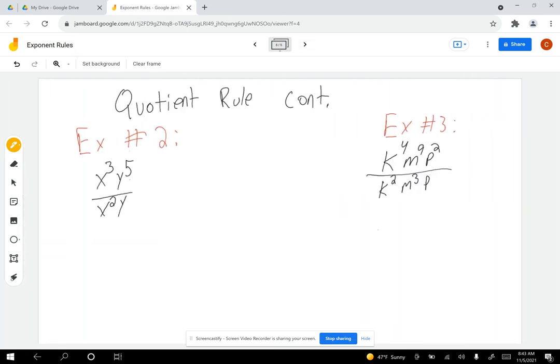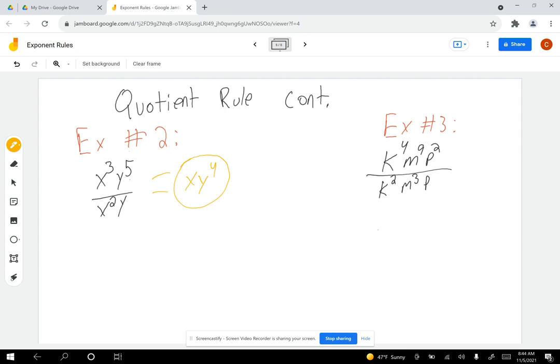Now, example number 2, same idea. I have no coefficients, so I'm not going to divide the coefficients. Instead, I'm going to subtract the exponents of the same bases. X to the third over x to the second gives me 3 minus 2, or just x. Y to the fifth divided by y to the first should give me 5 minus 1, or y to the fourth. So that's my simplified answer.